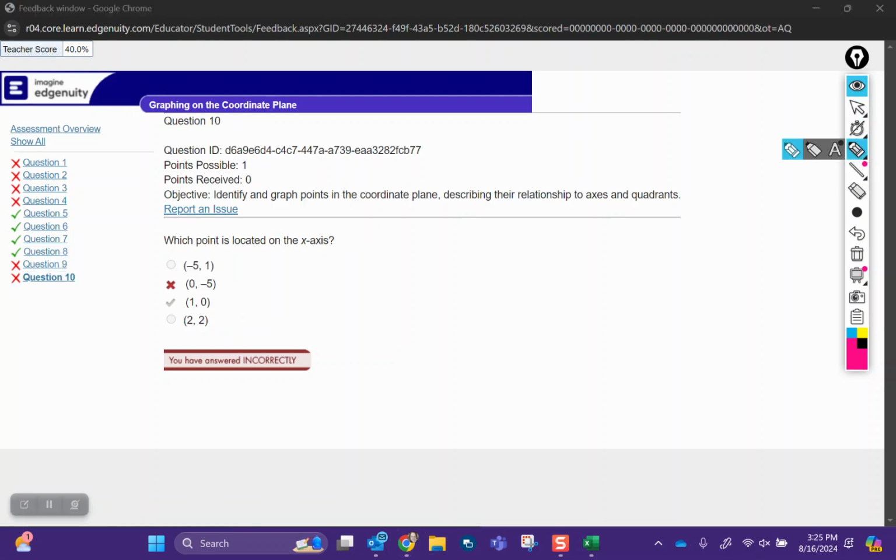Question 10 is asking which one is located on the x-axis. The x-axis is the axis that runs horizontally. The y-axis is the one that runs vertically. In order for an ordered pair to be on the x-axis, it's the y value that has to be 0. So for this ordered pair, we would go right 1, and we don't go up and down at all, so it would plot right here on the x-axis.